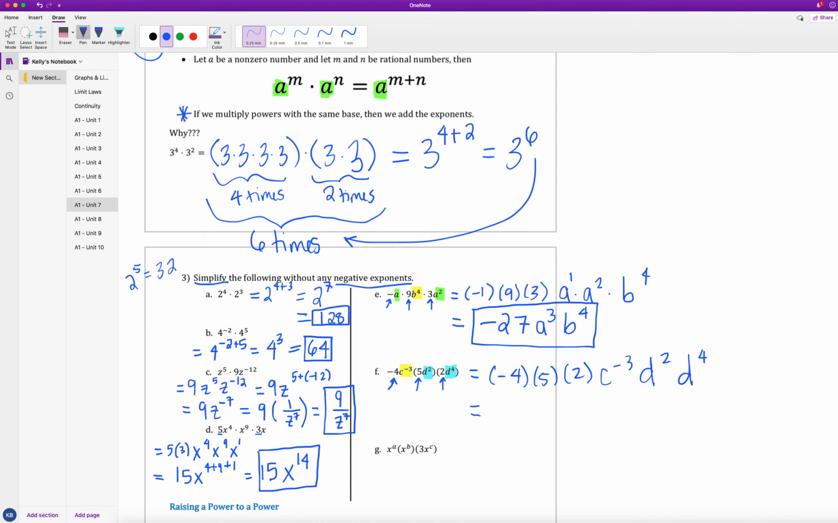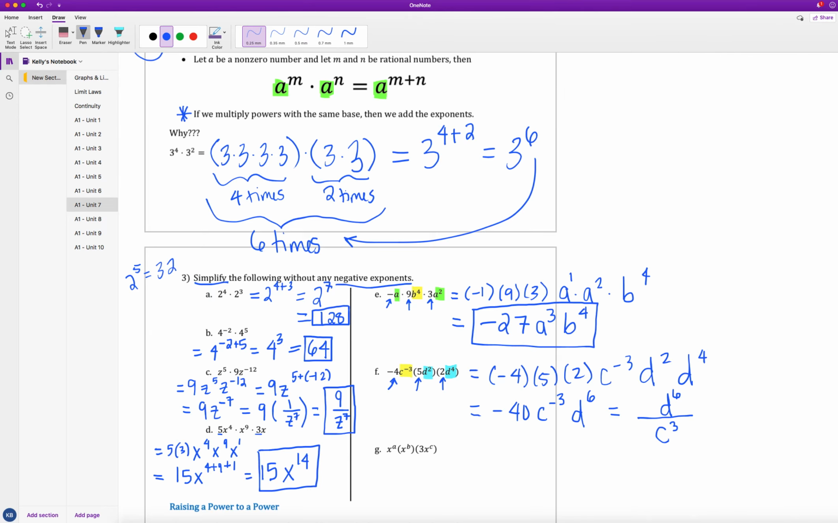Let's start with the coefficients. So negative 4 times 5 times 2 would give me a negative 40. C to the negative third can't get combined with anybody, but d to the second times d to the fourth can become d to the 6th power by adding the exponents. From here, the last thing I have to do is simplify any negative exponents. So I can't condense this down anymore, but the c to the negative third I have to rewrite as a positive exponent. So that will end up being moved down to the denominator. The d to the 6th will definitely stay in the numerator since it's a positive exponent.